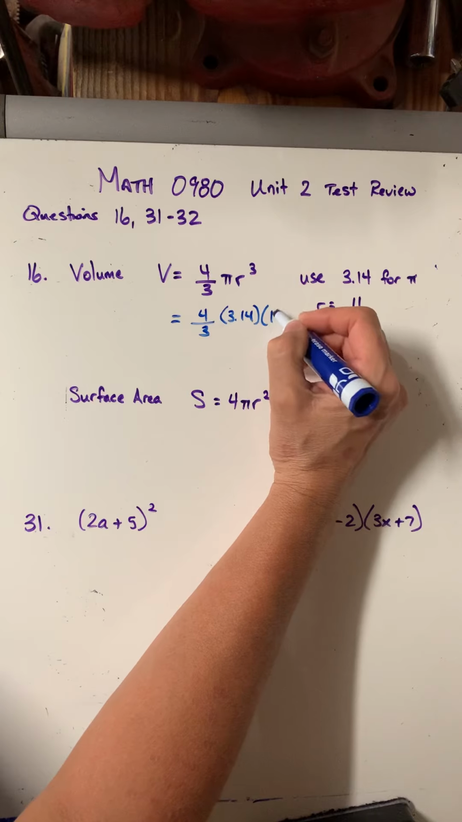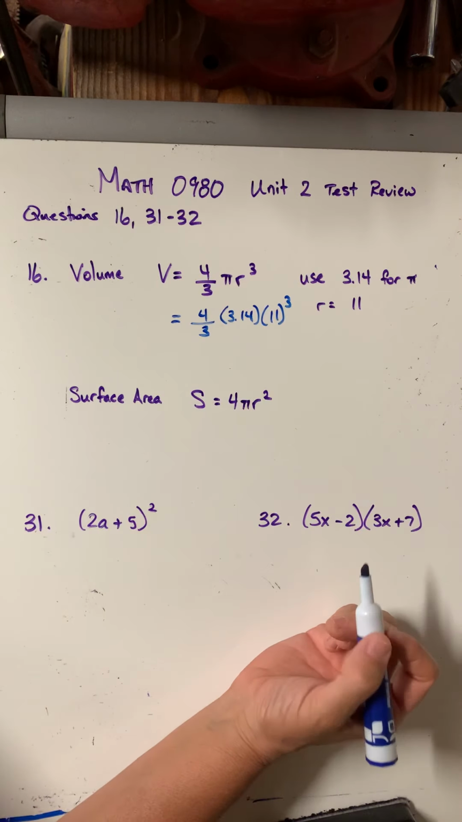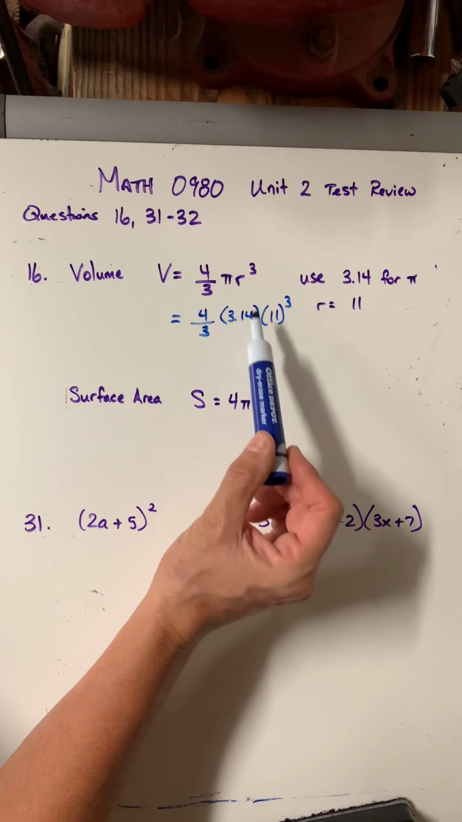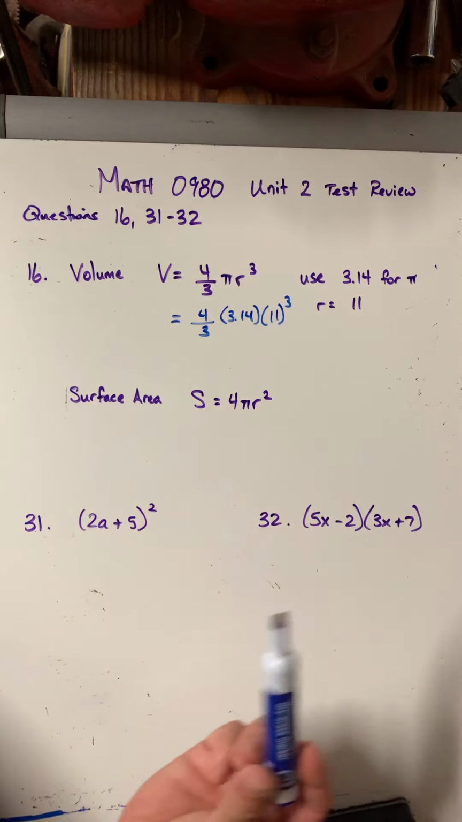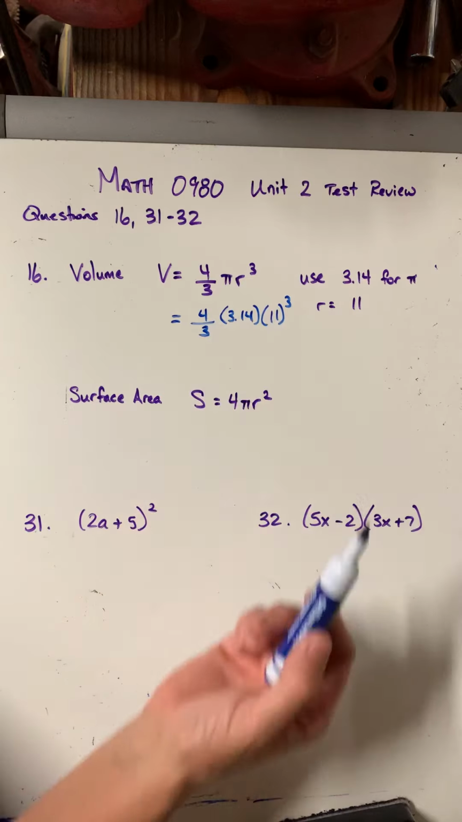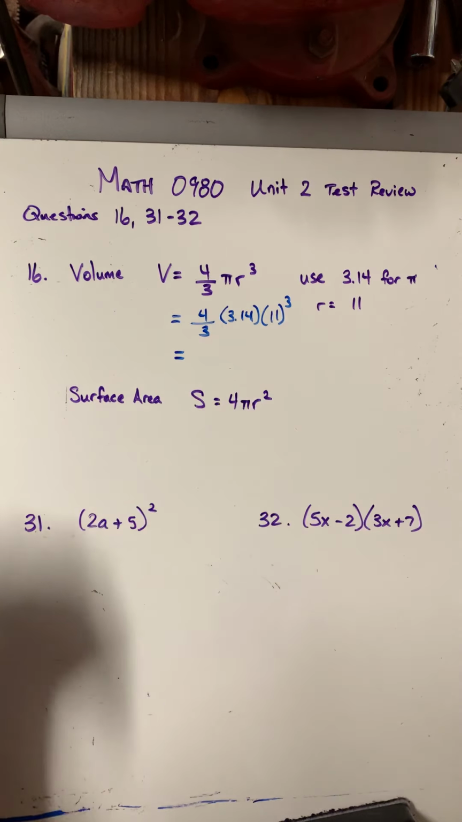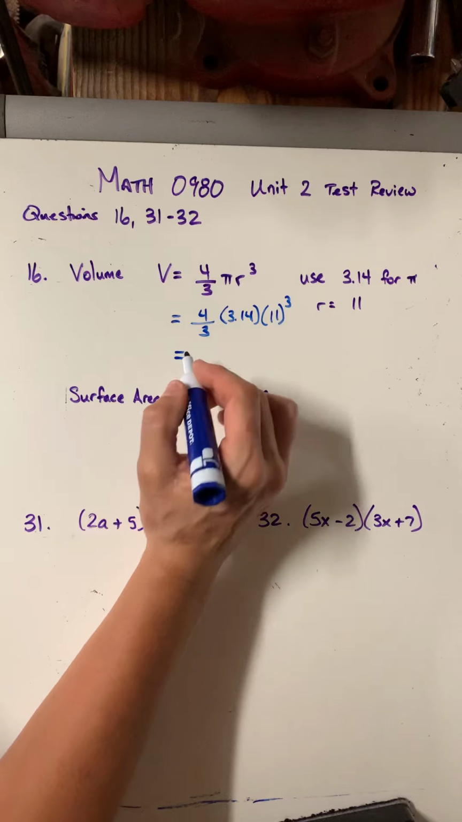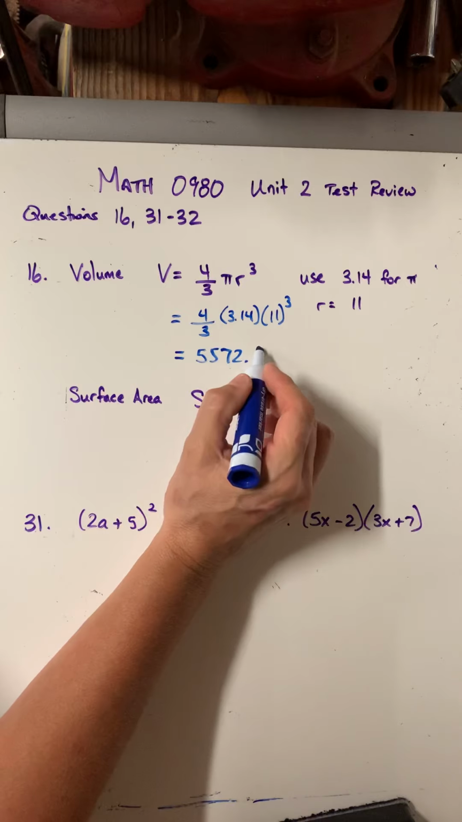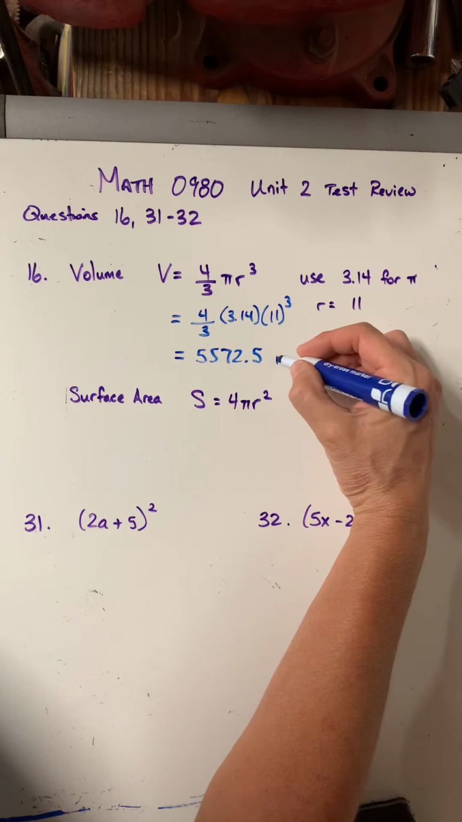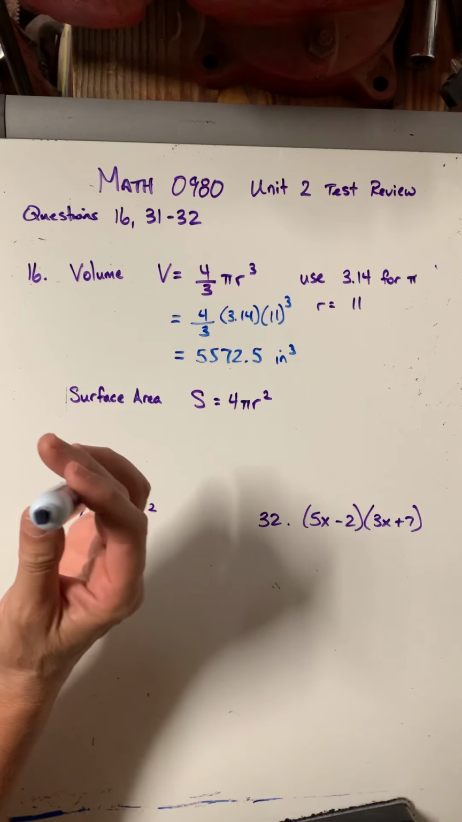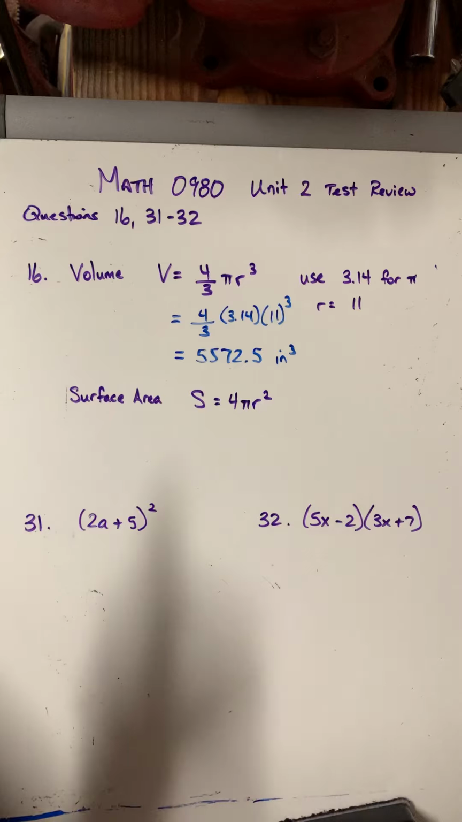And then my radius was 11, and that's to the third power. So you could actually type this in your calculator this way: 4 fraction 3, parenthesis 3.14, close parenthesis, parenthesis 11, raised to the third power. Or you could do your power first and then multiply it all out, however you choose. The final answer is 5572, and they want us to round it to the nearest tenth, so 0.5, and those are cubic inches, because volume is three-dimensional. It's left to right, up and down, and front to back.